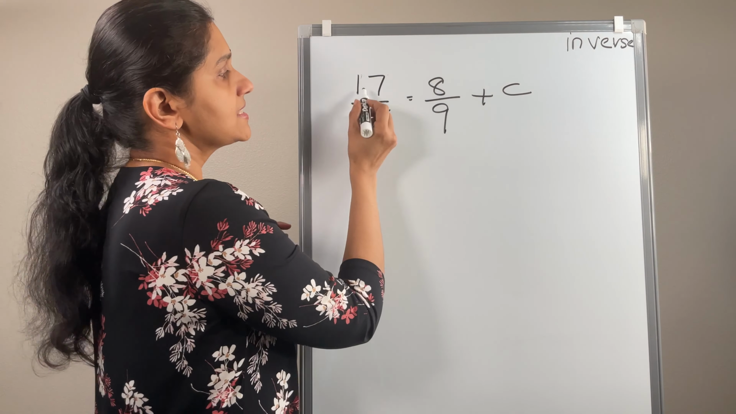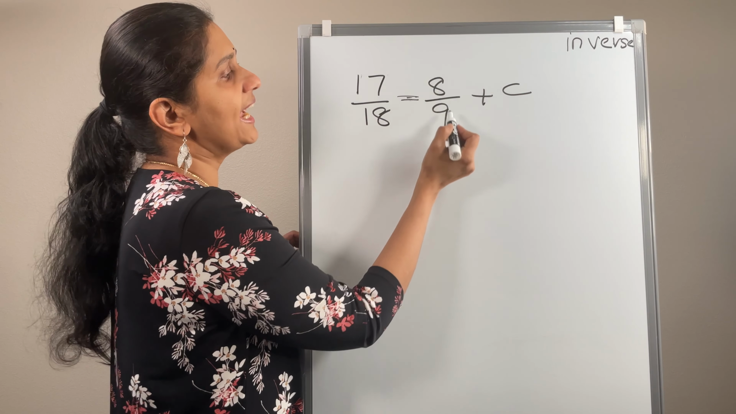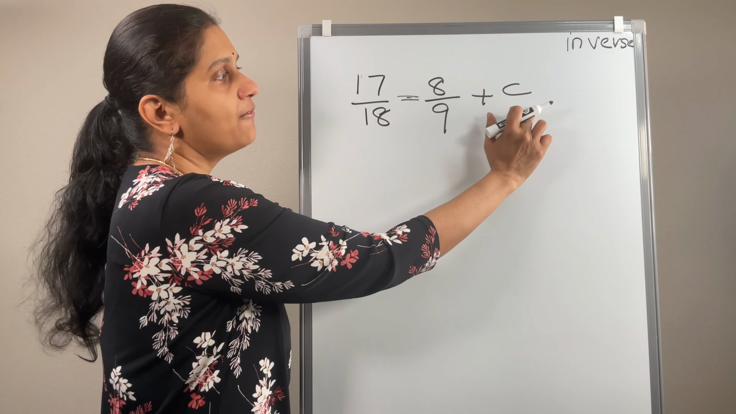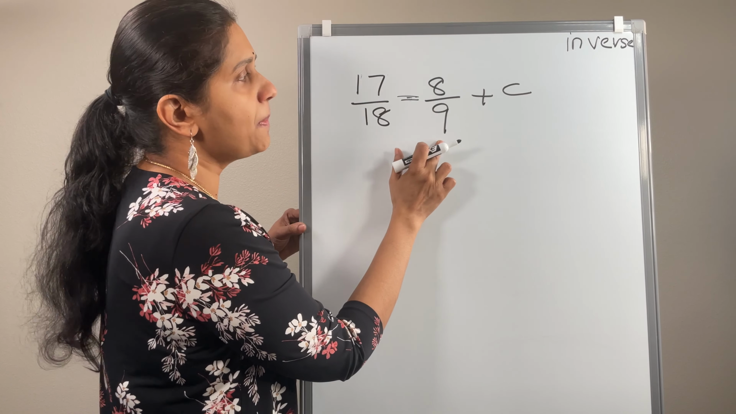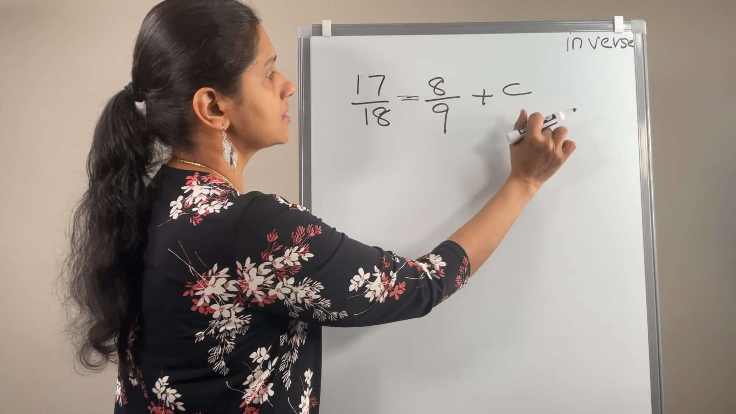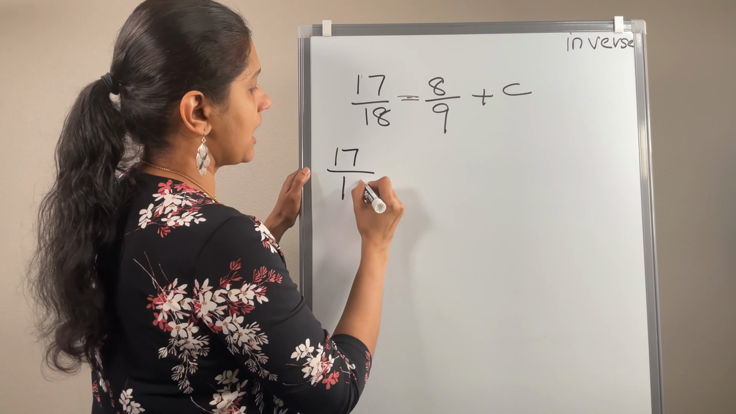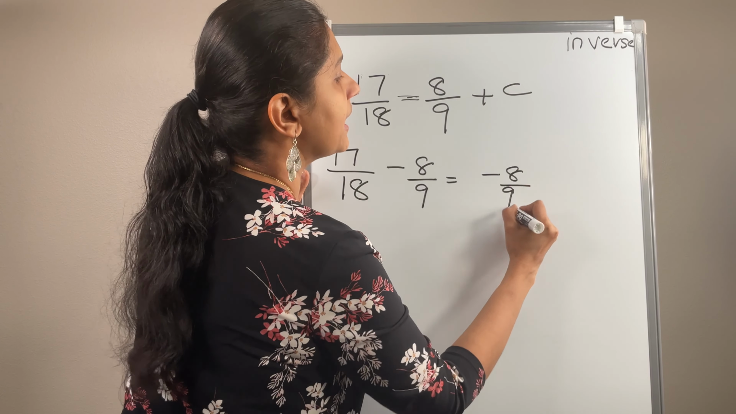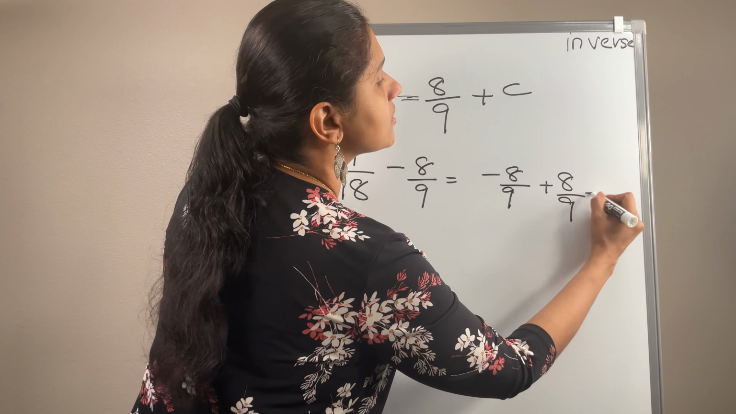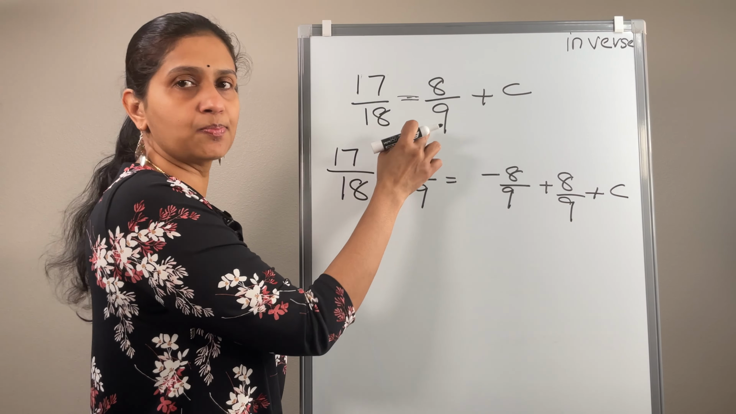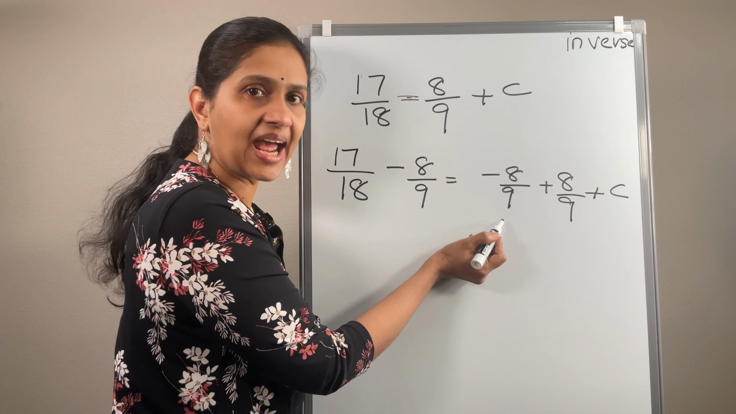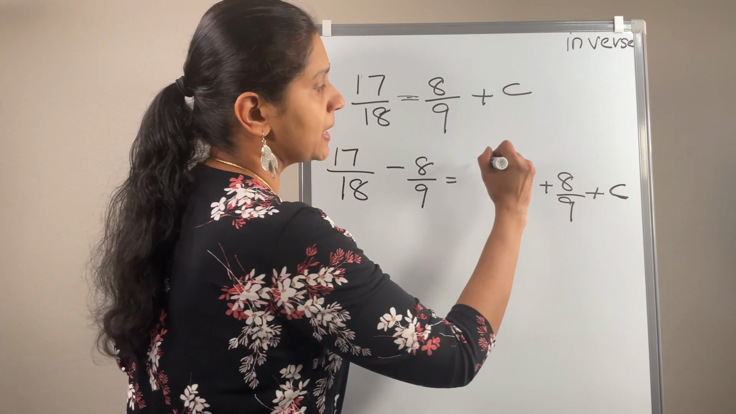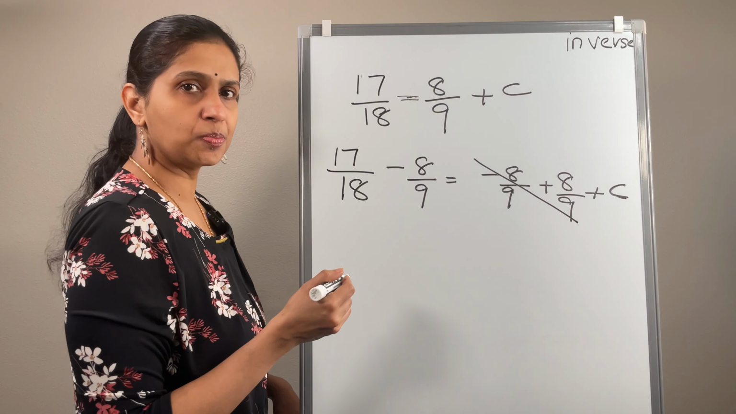Consider the example 17 by 18 equal to 8 by 9 plus c. As I told you, to isolate the variable, you have to do the inverse operation. Since positive 8 by 9 is near c, I am going to subtract 8 by 9 from both the sides. To get rid of this 8 by 9, you have to do the inverse operation. In this case, since it is positive 8 by 9, I am going to subtract 8 by 9. So now you see the c variable is isolated because minus 8 by 9 plus 8 by 9 is going to be equal to 0.